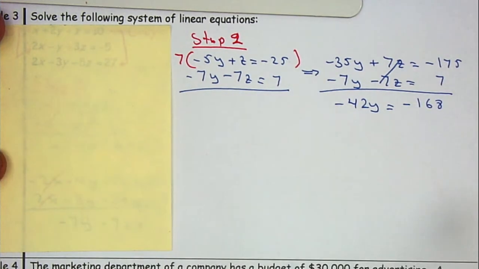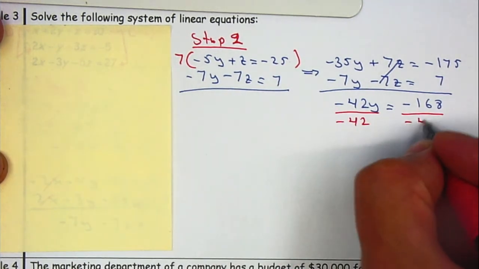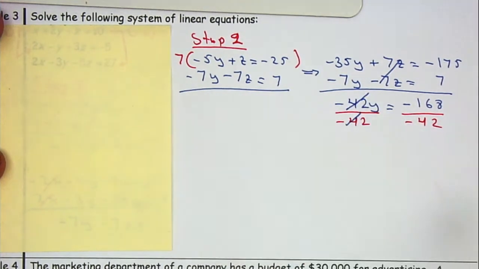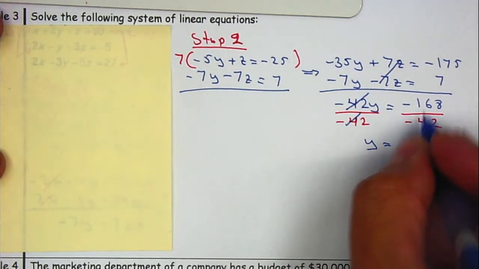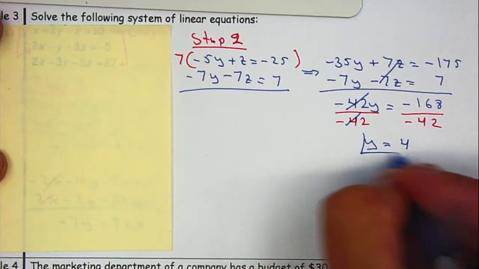And it looks like large numbers, but if you notice, I can just divide by 42, divide by -42. The -42 cancels, so y is equal to 4. 4 times 2 is 8, 4 times 4 is 16. So y is equal to 4.